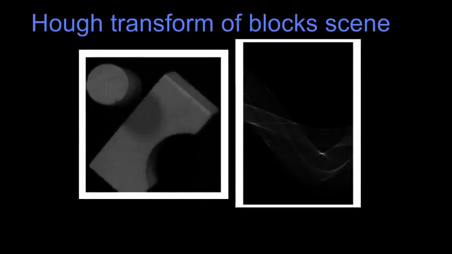Okay. Here's another Blocks World scene. You can see that there's a bunch of edges there, and here's the Hough array, and you can see there's sort of sinusoids dancing all over the place. Here, by the way, you see one really big bright spot.